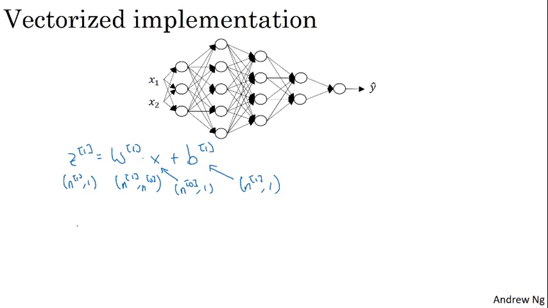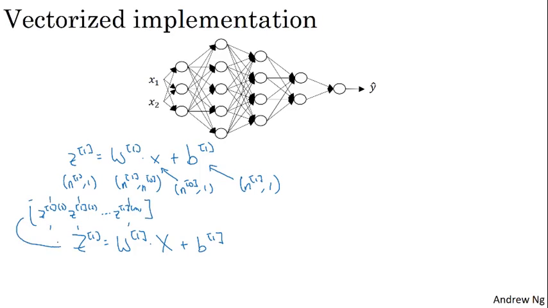Now, in a vectorized implementation, you would have Z1 equals W1 times X plus B1, where now Z1 is obtained by taking the Z1s for the individual examples, so that's Z11, Z12, up to Z1M, and stacking them as follows, and this gives you Z1. So the dimension of Z1 is that instead of being N1 by 1, it ends up being N1 by M, if M is the size of your training set.